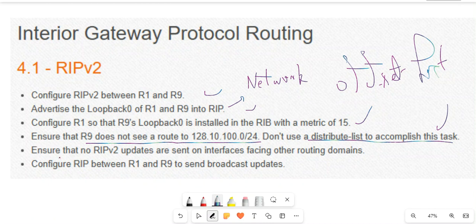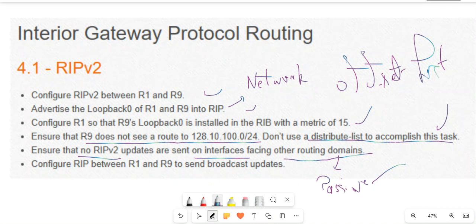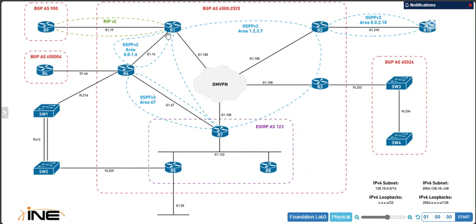Okay. Ensure that no RIP version 2 updates are sent on interfaces facing other routing domains. Okay, it means we can achieve this goal by the passive interface command. Simply I enable passive interface on all interfaces and disable passive interface on the interface between R9 and R1.